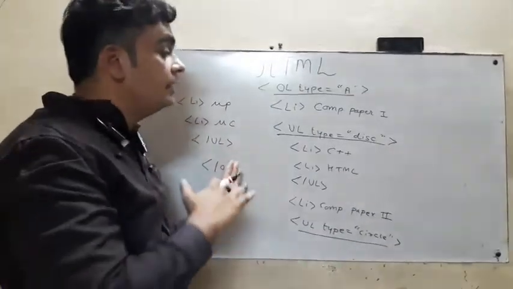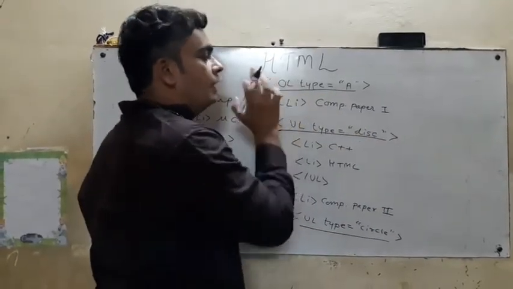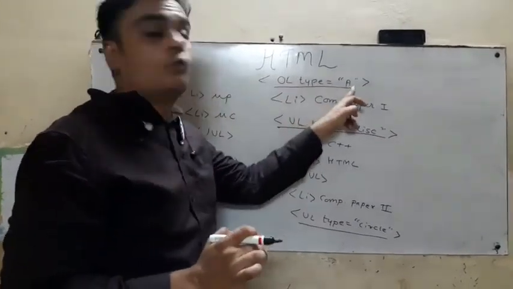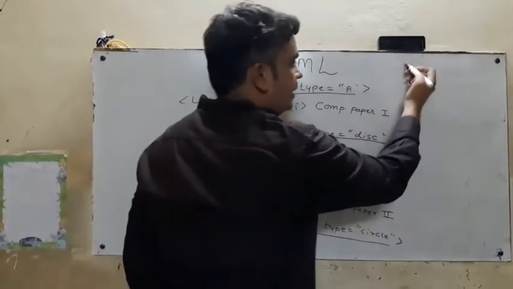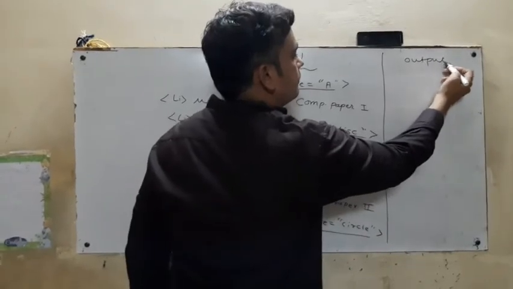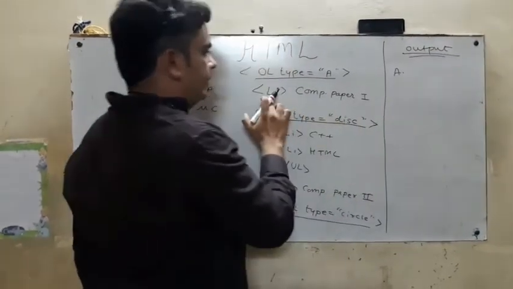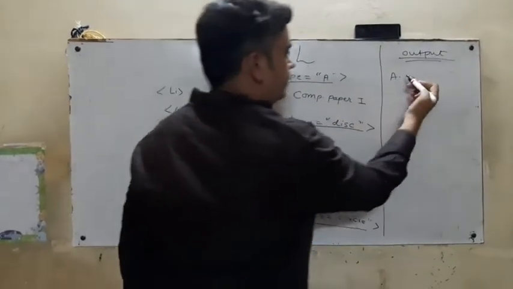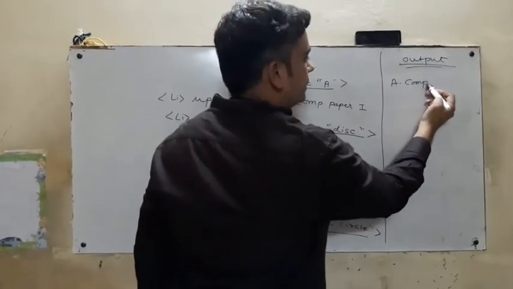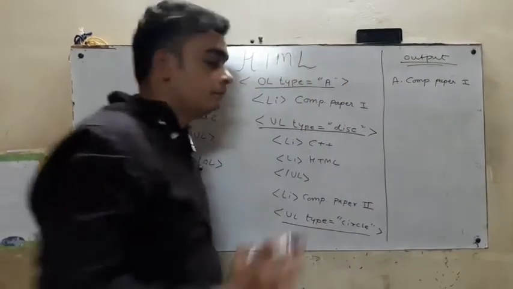So what will be the output of this list? I have used OL type is equal to A. So what will be the output? I will show you the output here. First of all I am going to write down A, and my list element is what? Computer paper 1. So it will display like this, computer paper 1.